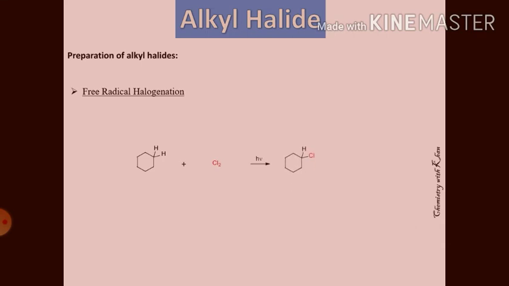It will convert into chlorocyclohexane, 50%. And if we react a tertiary carbon containing one hydrogen plus bromine gas, in the presence of sunlight it will convert into tertiary butyl bromide. Free radical reaction always occurs in sunlight or ultraviolet rays.